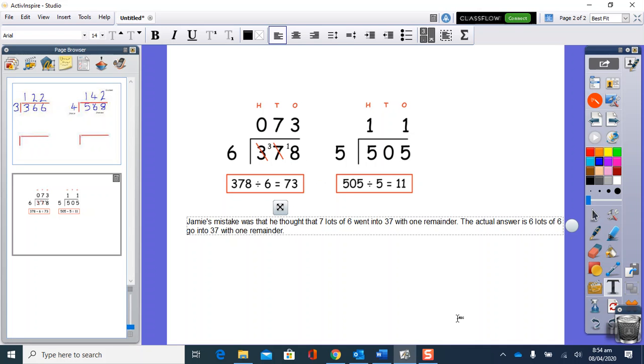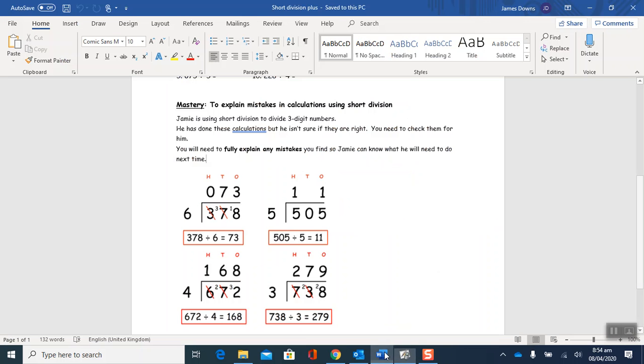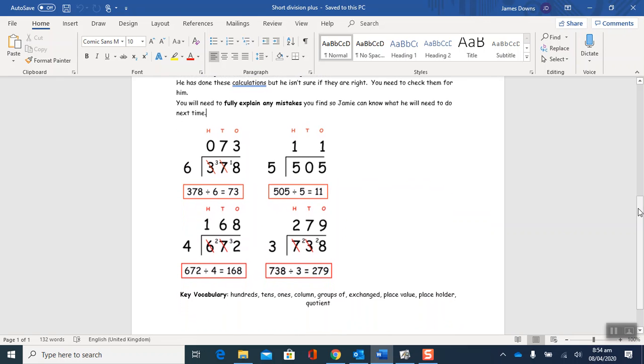So all I did to solve these questions was to just methodically go through it slowly and see what the issues were. Now, if I was going to do that even better, I would use some of my key vocabulary here. I have used quotient today, I've used groups of, I've used hundreds, tens, ones, but it would have been better if I'd used words like exchanged. So instead of saying carry on the 1, I can say exchange the 1, exchange the remainder. Okay, all right, I'll leave it there. Good luck.